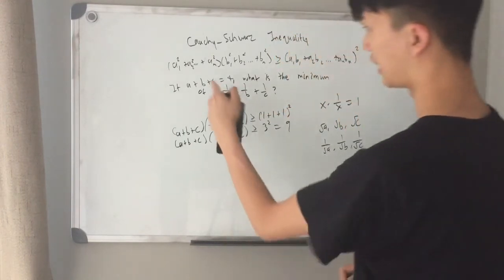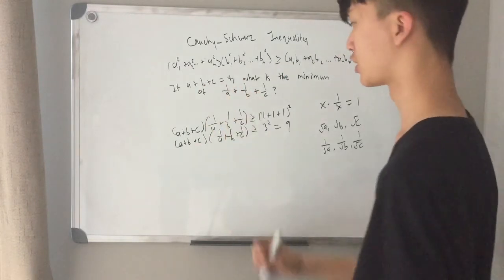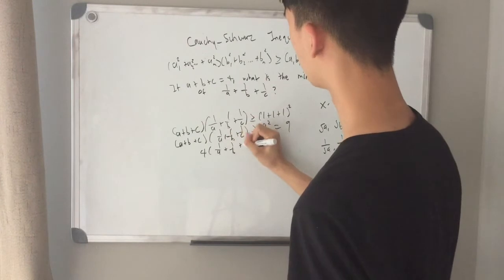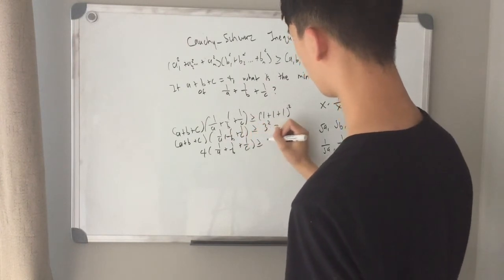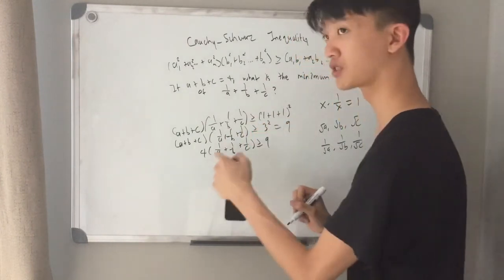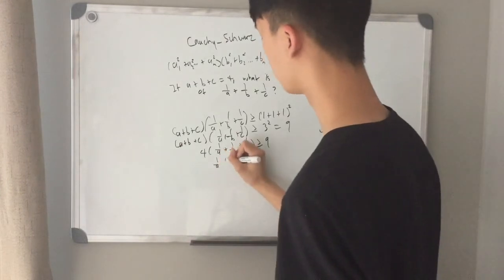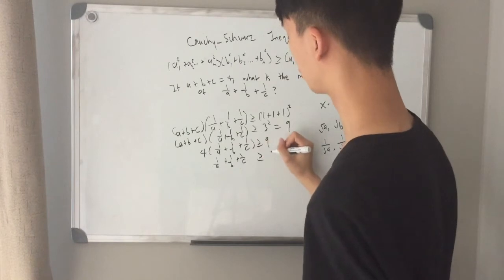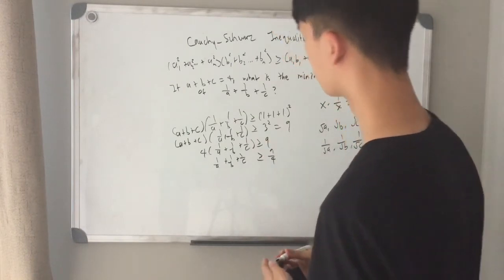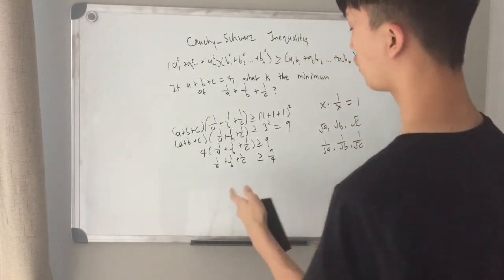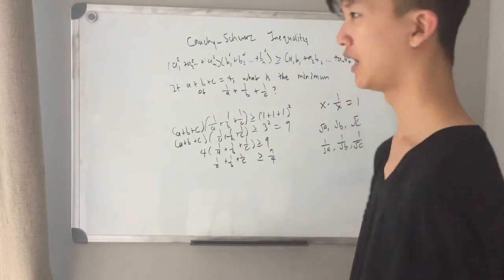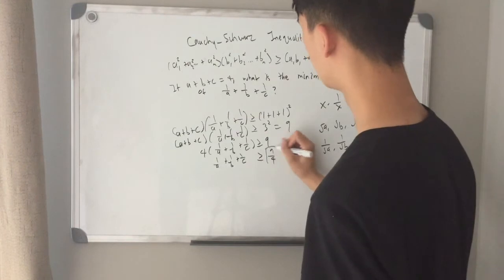Now notice that a plus b plus c is equal to 4. So we have 4 times 1 over a plus 1 over b plus 1 over c is greater than or equal to 9. But then we can divide both sides by 4 to get 1 over a plus 1 over b plus 1 over c is greater than or equal to 9 over 4. So the minimum possible value of 1 over a plus 1 over b plus 1 over c is 9 over 4, and so we are done.